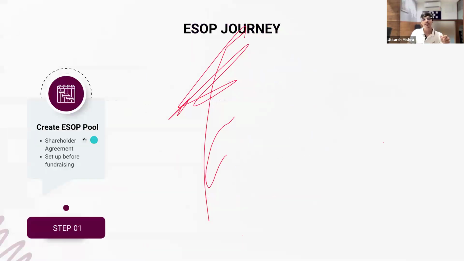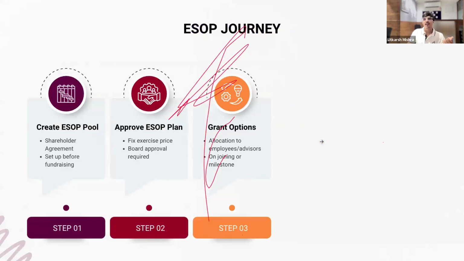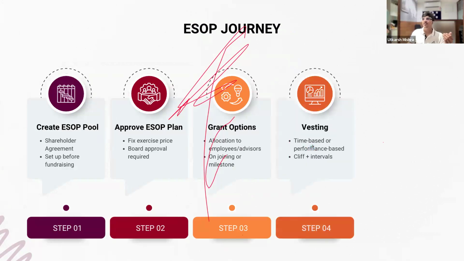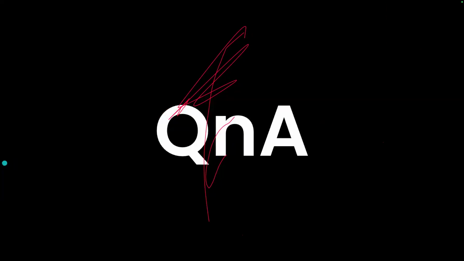There is an ESOP journey. You first create an ESOP pool, then you approve an ESOP plan and get a board resolution. Then you grant, like you give the ESOPs to all the employees and advisors. Then there is a vesting period, which is generally time based or performance based. This is generally cliff plus intervals, and then there is exit and exercise. So yeah, that is it.